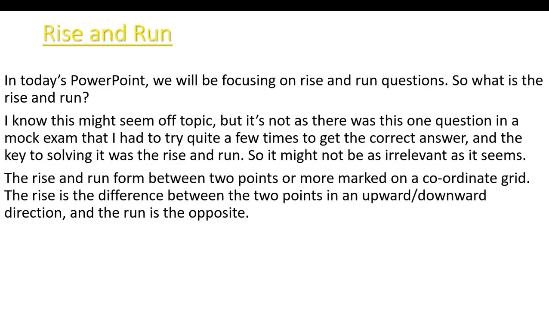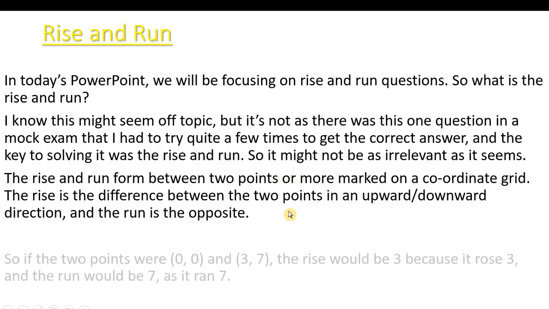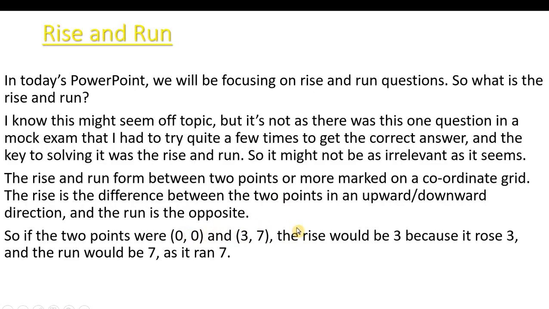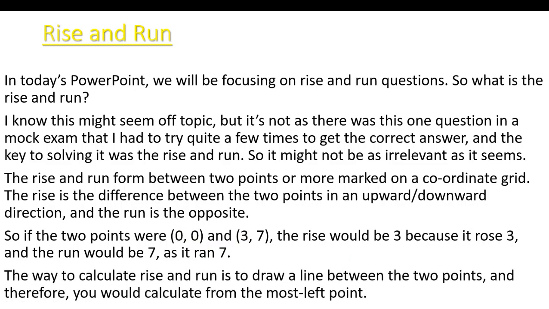So the rise and run form between 2 points or more marked on a coordinate grid. The rise is the difference between the 2 points in an upwards/downward direction, and the run is the opposite, so not downward upward, but across. So if the 2 points were 0, 0 and 3, 7, the rise would be 7 and the run would be 3, because it's 3 across, 7 up. My bad. The way to calculate rise and run is to draw a line between the 2 points, and you calculate from the furthest left point.